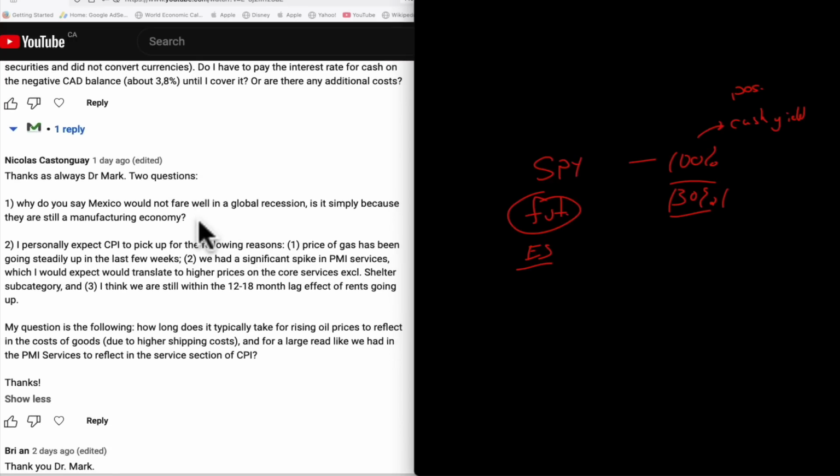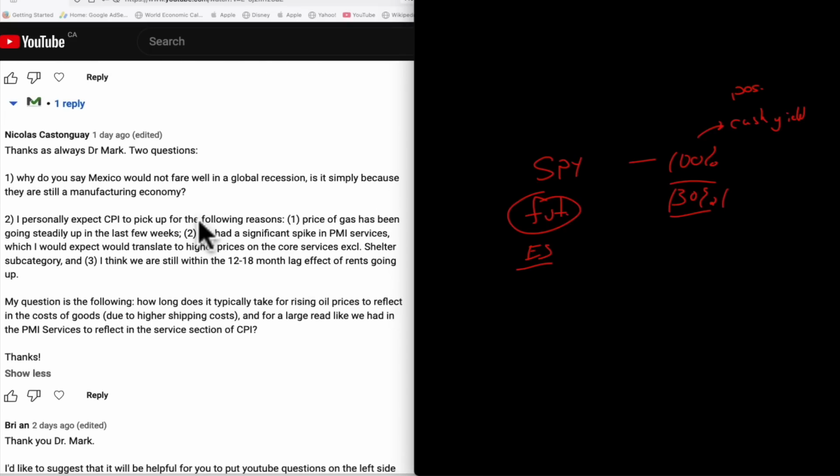When you say Mexico would not fare well in a global recession, I didn't say that Mexico. I said the Mexican peso would not fare well in a global recession, simply because they are still a manufacturing economy. It's because the currency is not considered a safe haven currency. So if there's a global recession, you want safety. Your money is going to run to safe havens. That would be Switzerland, that would be Japan, that would be the US dollar. Mexico is not considered a safe haven currency.